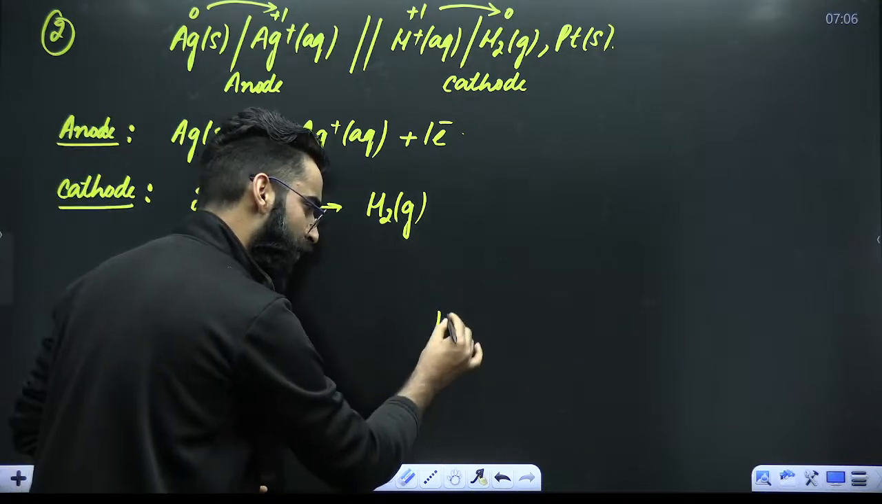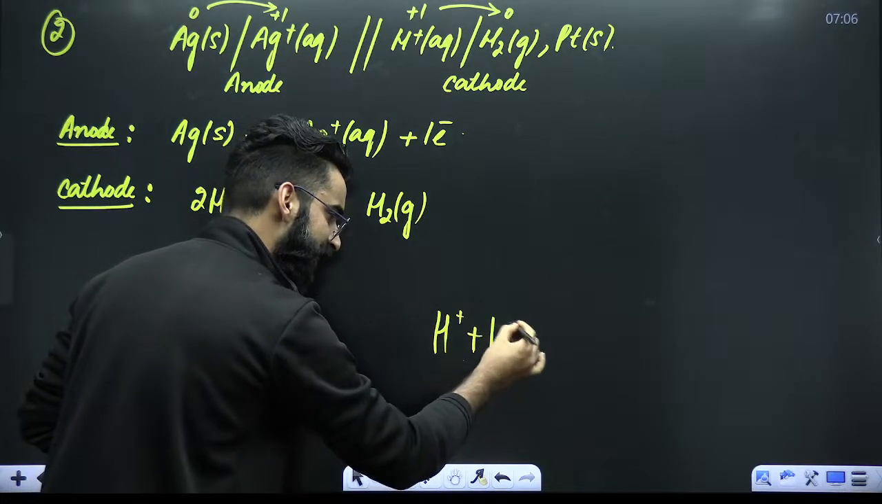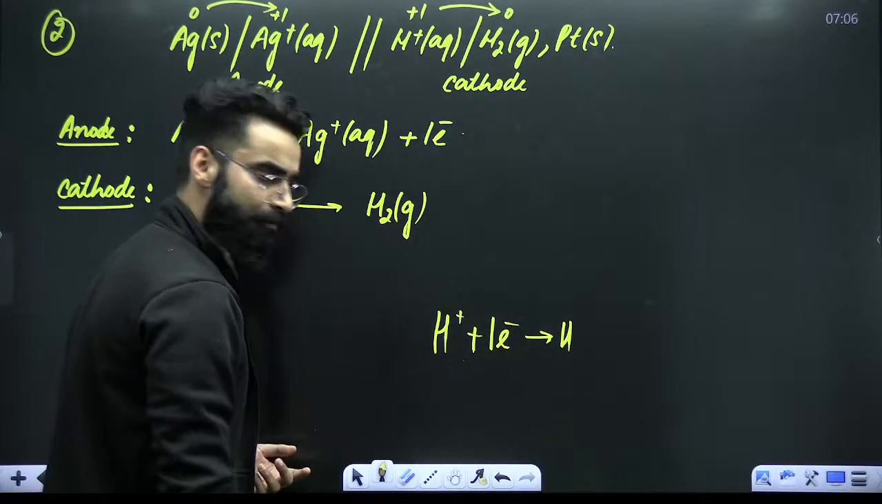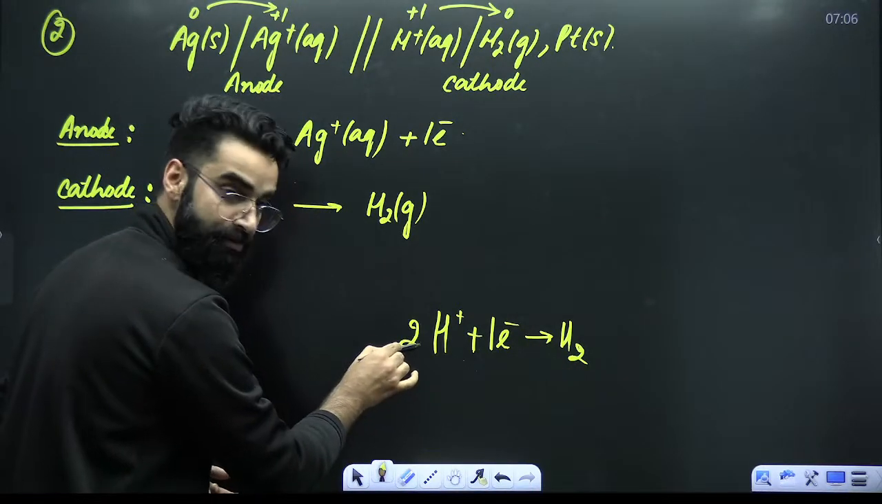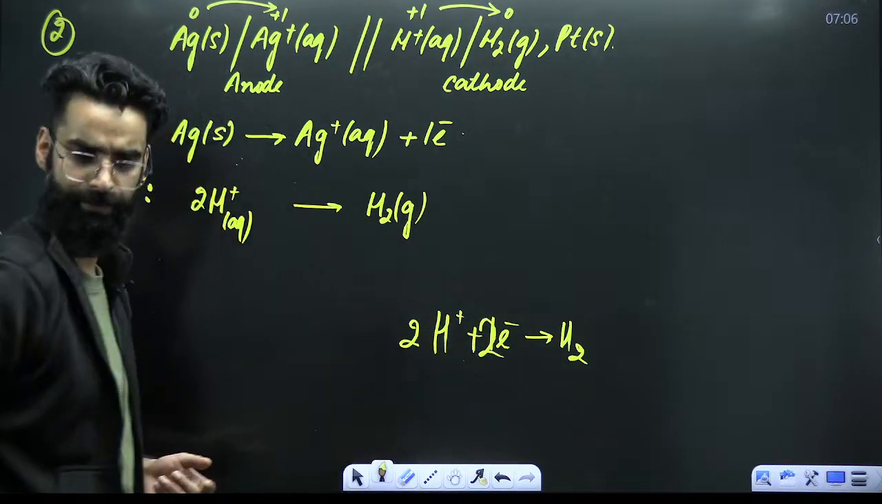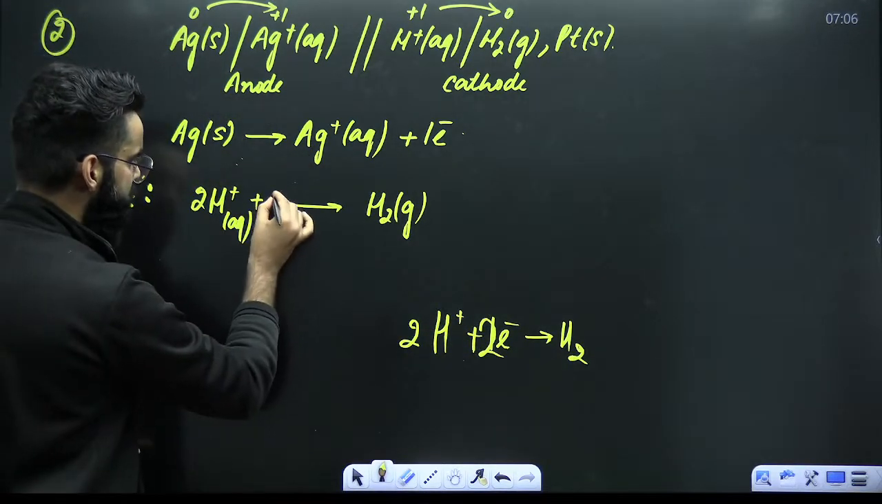See, for example, if you have 1 H positive, one H positive will gain one electron, will get converted into H. But do I have to make H or H2? I have to make H2. To make H2, you should take two H positives. Two H positives will gain two electrons, right? Perfect. So, plus two electrons.